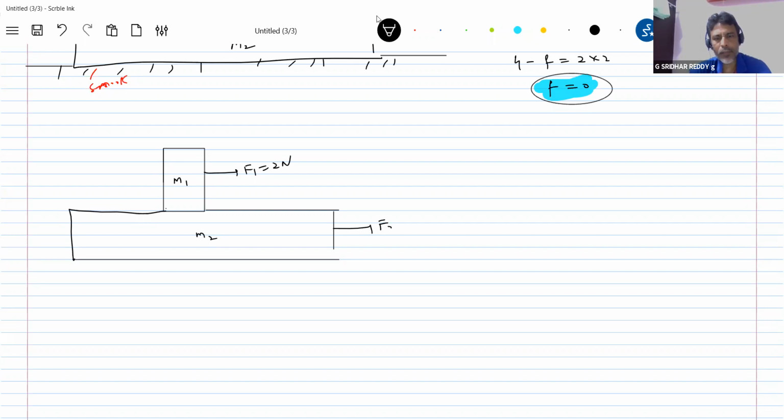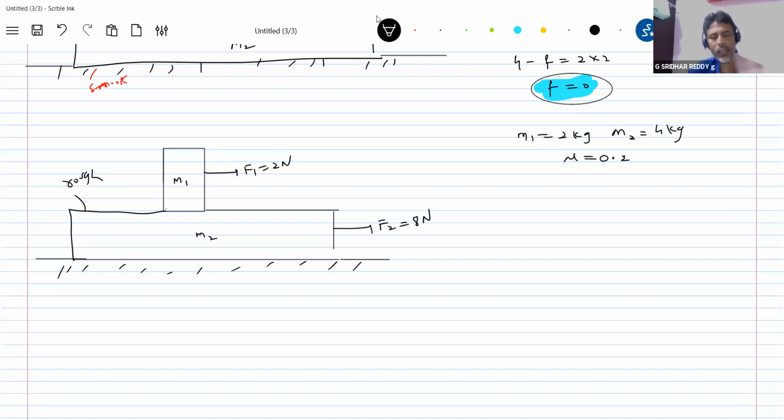F1 is 2 Newton, F2 is 8 Newton. I changed the values. The mass of the blocks are the same as usual, and the surface is rough. So m1 is 2 kg, m2 is 4 kg, mu is 0.2. Now I am going to ask you to find the acceleration and the friction acting between the blocks.